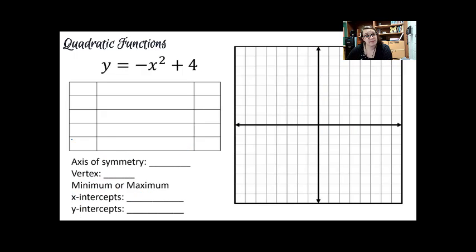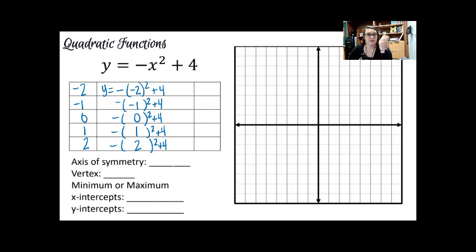Next problem. We're going to do the same thing here and use the same points. -2, -1, 0, 1, and 2. And I'm going to rewrite this every time, and instead of an x, I'm going to use a parentheses. So y equals negative something squared plus 4, negative something squared plus 4, negative something squared plus 4 for each one. All right, and then let's plug in each of our numbers. The first one, -2, -1, 0, 1, and 2. That way I make sure I don't make any mistakes as I'm plugging in.